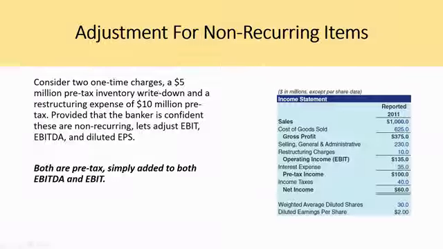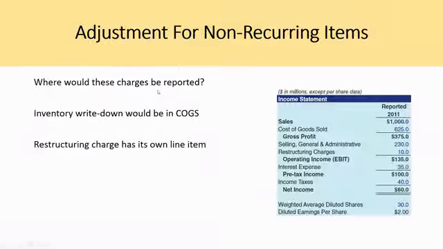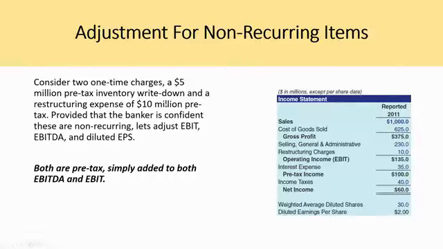So for the inventory charge, let's take a look here. So where should these charges be reported? So the inventory write-down would be in the COGS section, and the restructuring charge has its own line item. So it's already right over here. And so you can see that we have a $10 million restructuring charge. So that's the number over there. And there is a $5 million write-down, right?